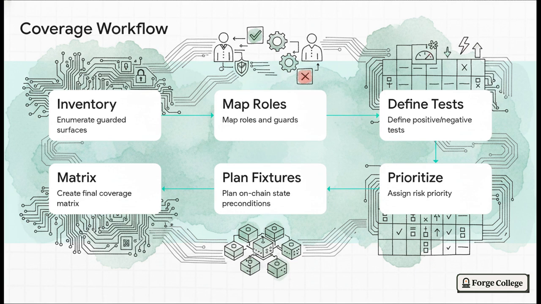It's a 6-step workflow. Step 1, inventory the guarded surfaces. Step 2, map the roles and guards. Step 3, define your test types. Step 4, prioritize by risk. Step 5, plan your on-chain state fixtures. And finally, Step 6, compile all of this intelligence into our ultimate tool, the coverage matrix.